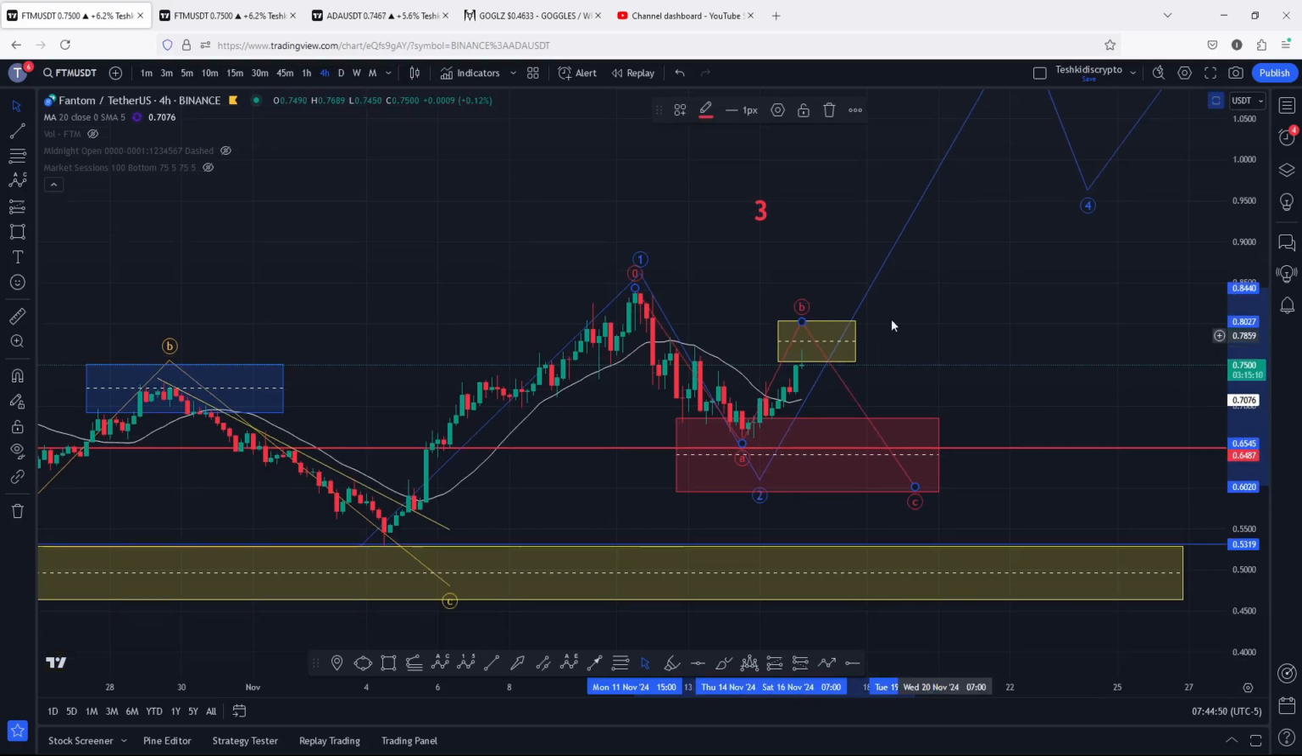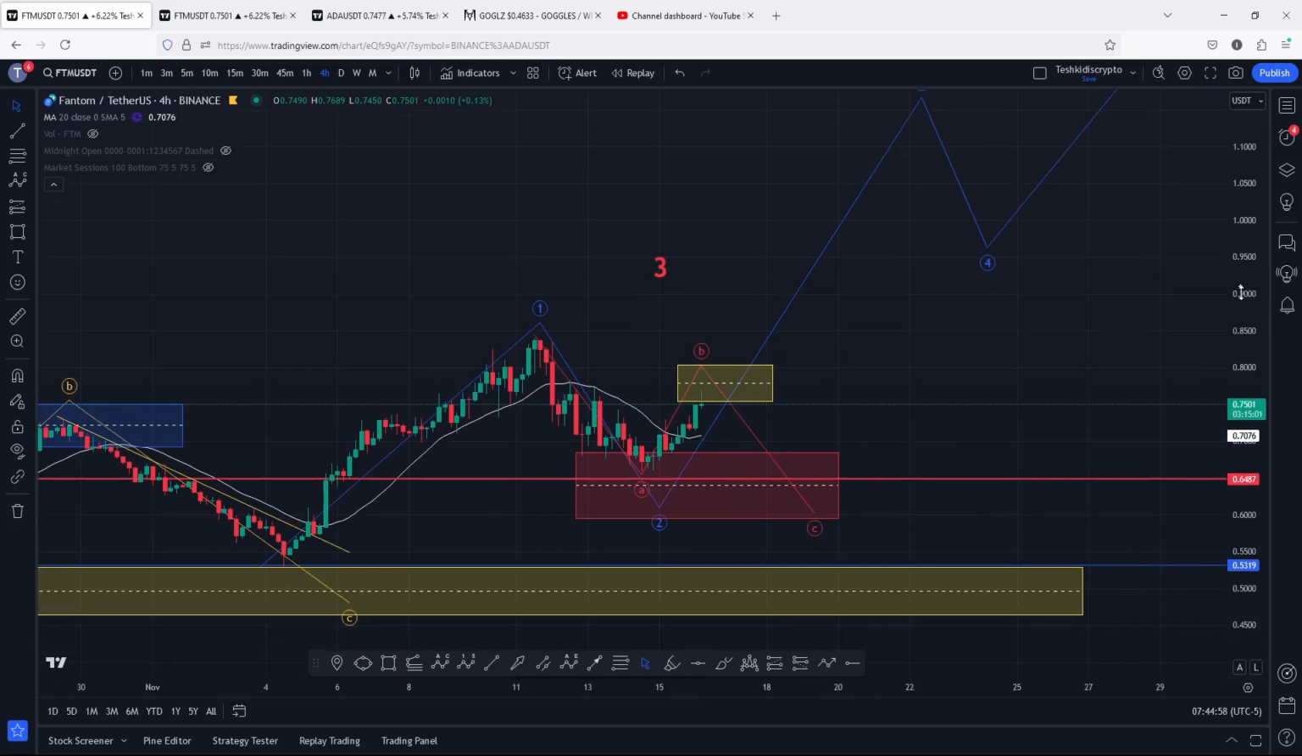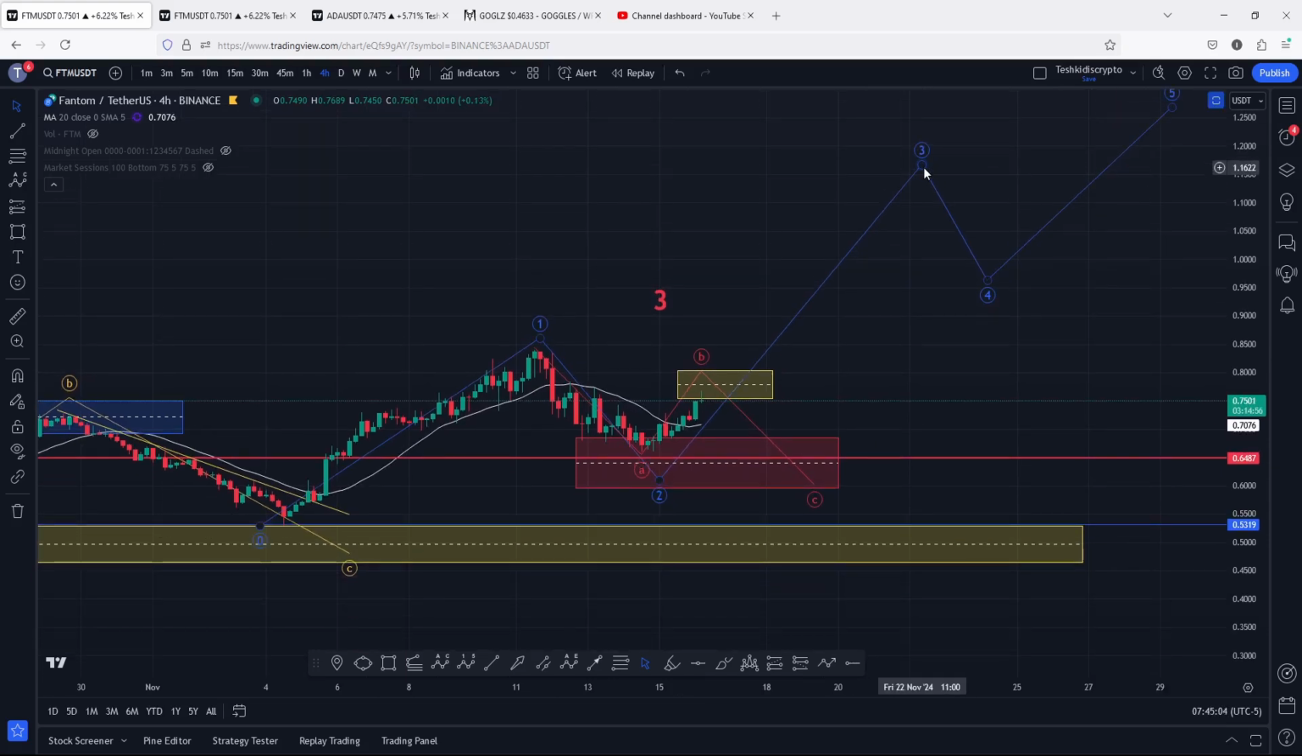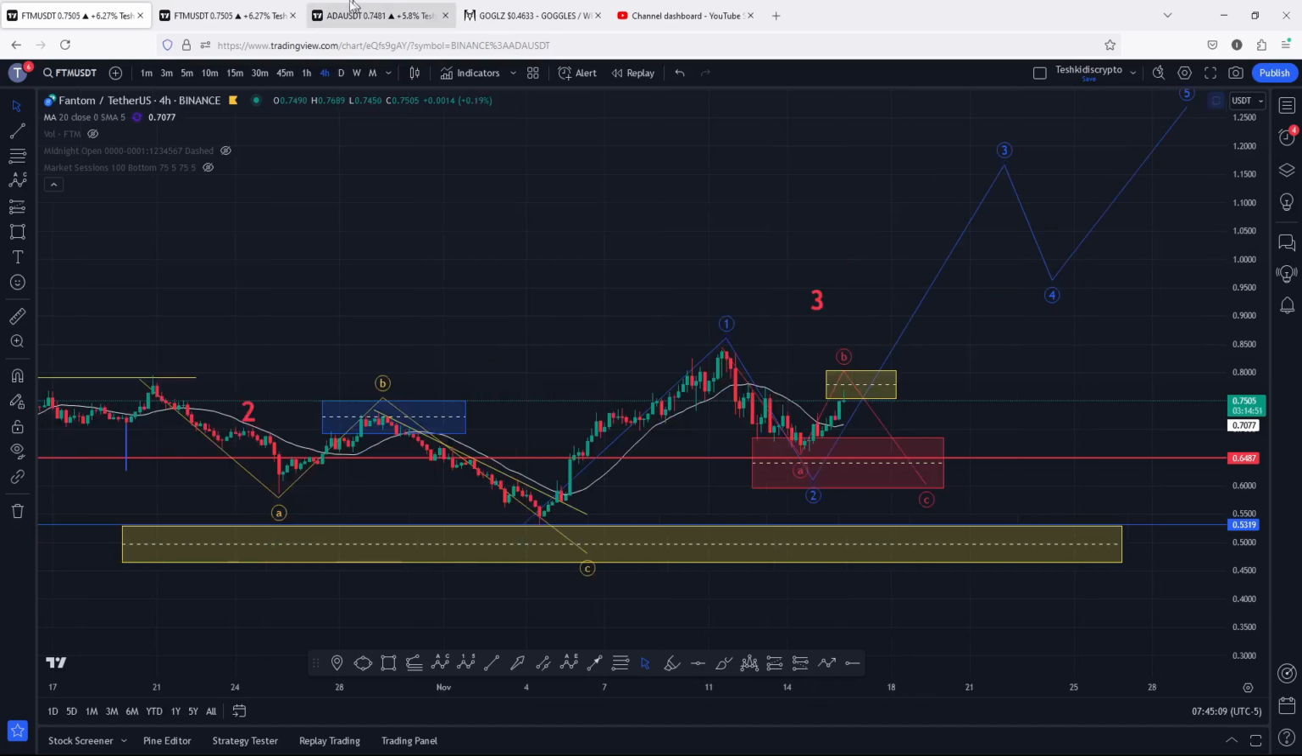But if by any chance we manage to break to the upper side of this target area and also manage to break above the $0.84, then expect an impulse to the upside in this wave 3, getting us back above the dollar mark. So that is all I'm expecting on the short term.